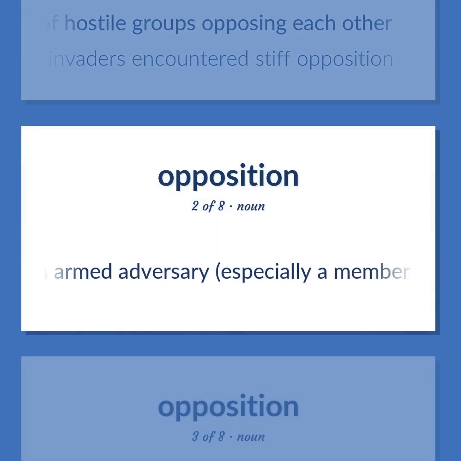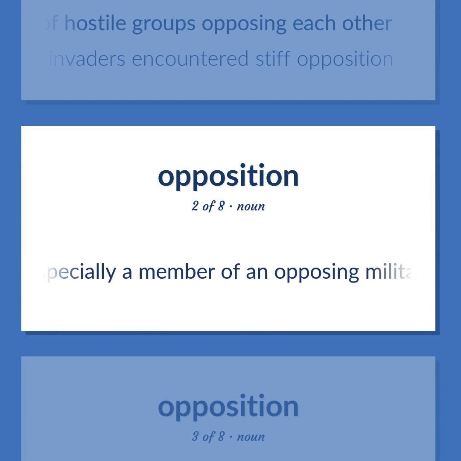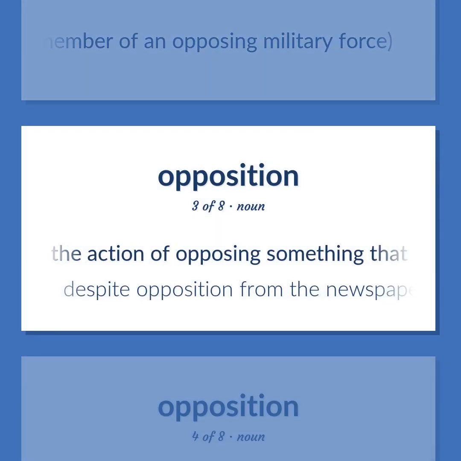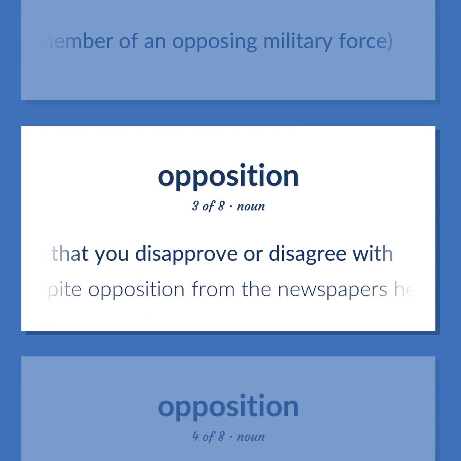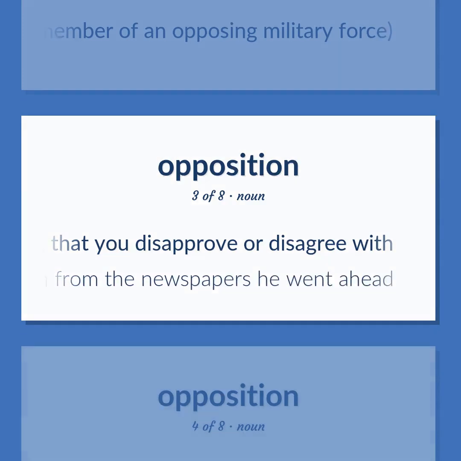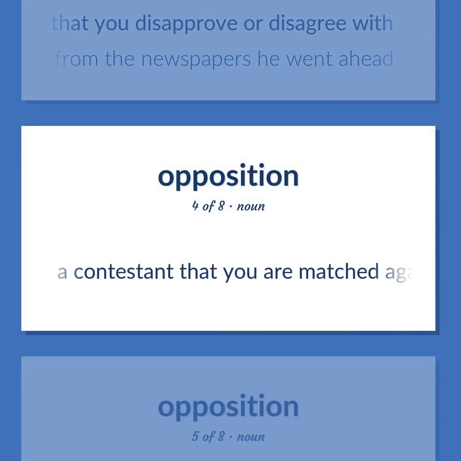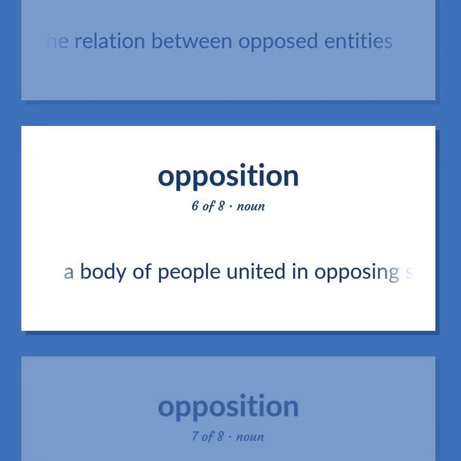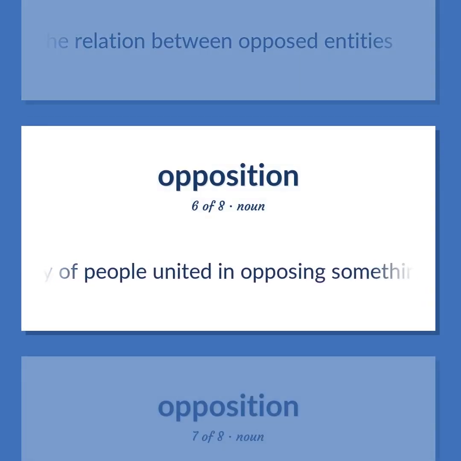An armed adversary, especially a member of an opposing military force. The action of opposing something that you disapprove or disagree with. Despite opposition from the newspapers, he went ahead. A contestant that you were matched against. The relation between opposed entities. A body of people united in opposing something.